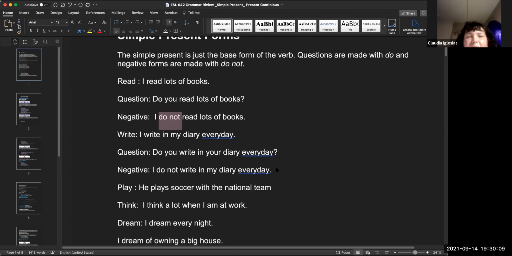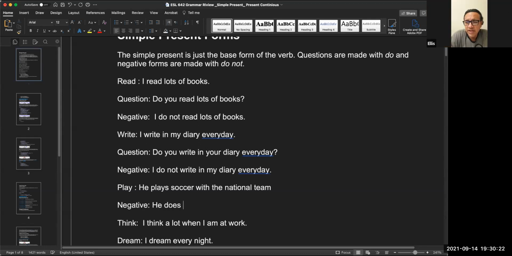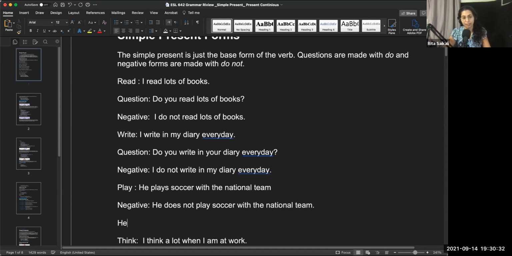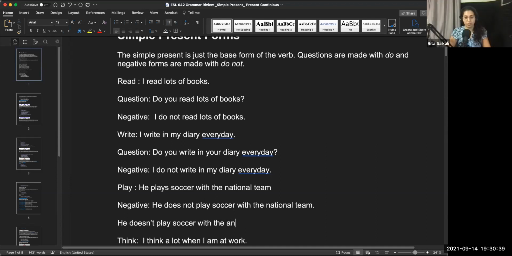Okay. So another way of writing this sentence, he plays soccer with the national team, in negative. So if we say he does not play soccer with the national team. Another way to say it would be he doesn't, with contraction. Exactly. With the national team.